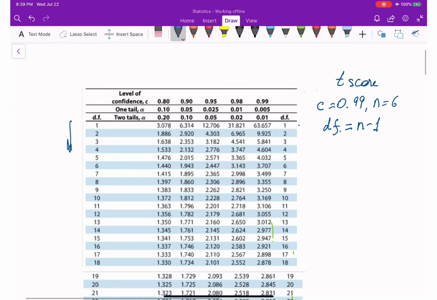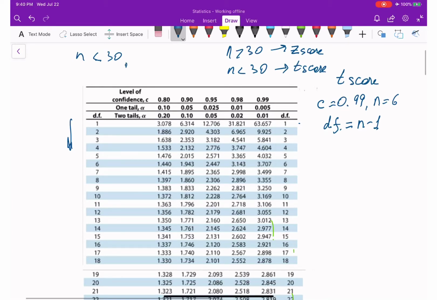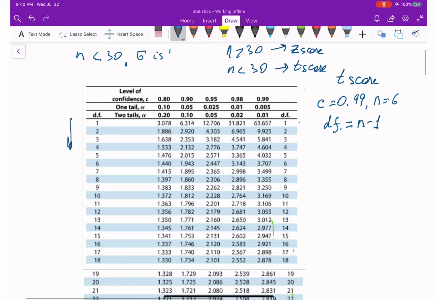Before I go and show you how to work with this table, I wanted to tell you that t-score and z-score we use when we have normal distribution. With the difference, z-score we are using when our sample size n is greater than 30. When n is less than 30, we use t-score. We also use z-score if n is less than 30, but population standard deviation is known. Then we use z-score.